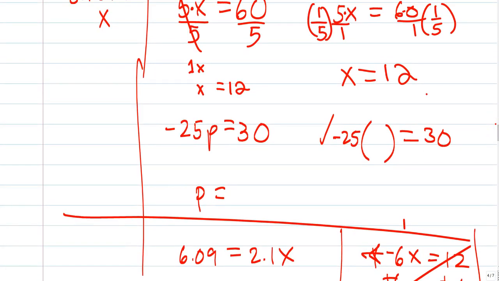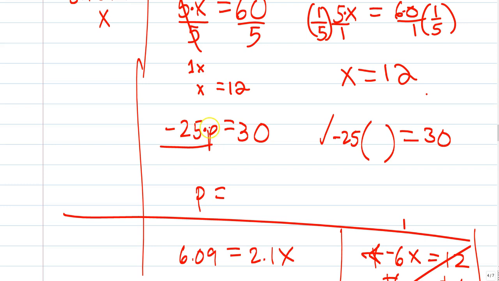Negative 25p equals 30. Here's what makes me sad. Some people will do this. You're like, yep, I did it to both sides, must be true. This makes me sad because that negative 25 is not subtraction. What is that negative 25 doing to p? It's negative 25 times p. You do not undo multiplication using addition or subtraction. It is utter nonsense.